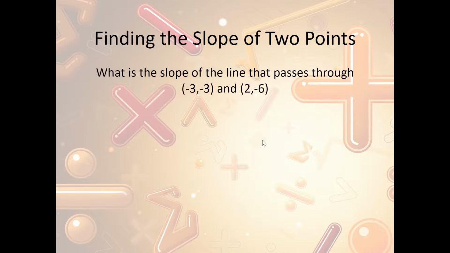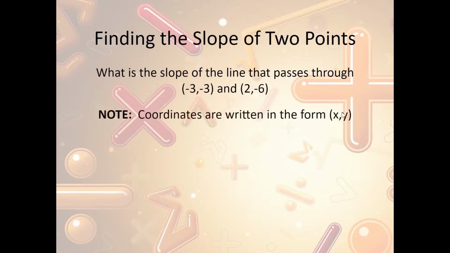Let's look at another example. What is the slope of the line that passes through (-3, 2) and (-6)? Again, coordinates are written as x and y. So this is my x, this is my y. This is my x, this is my y. And slope is change in y over change in x.